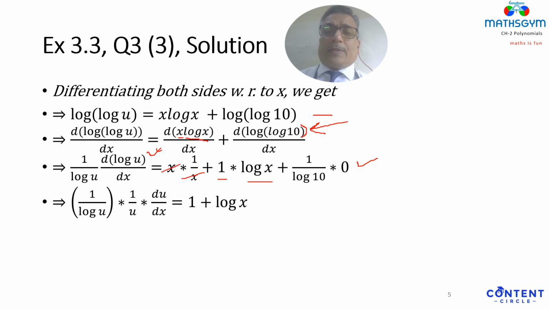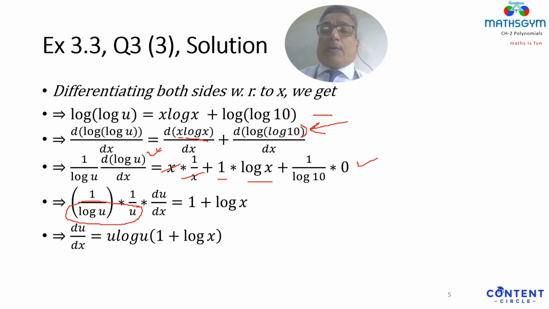So what you are left with here is du by dx is equal to u log u. So it is basically this entire thing getting transposed to the other side. You're putting a bracket around 1 plus log x, and that's the expression which we have got for du by dx. We are going to repeat the same steps for dv by dx and dw by dx also.